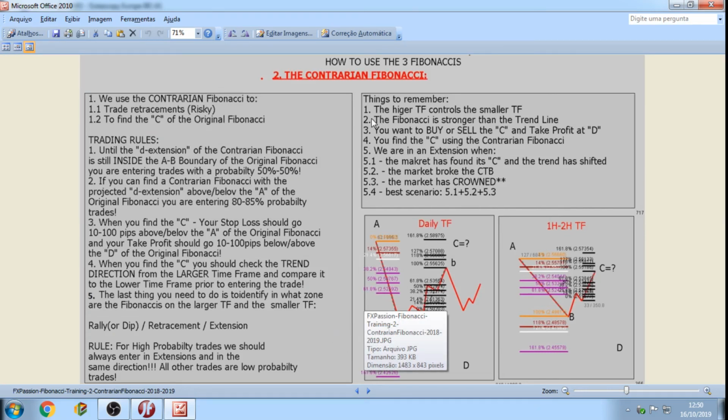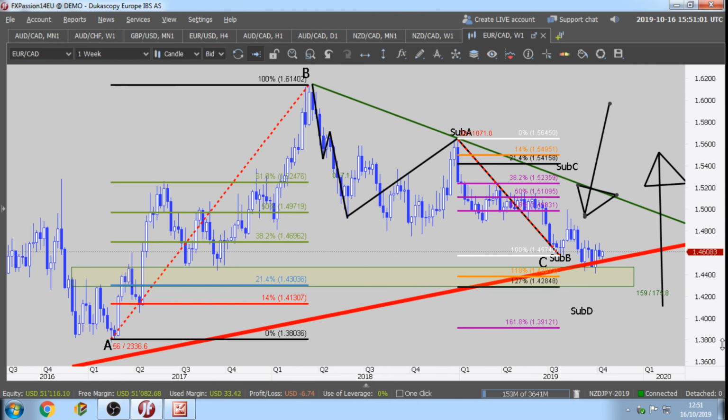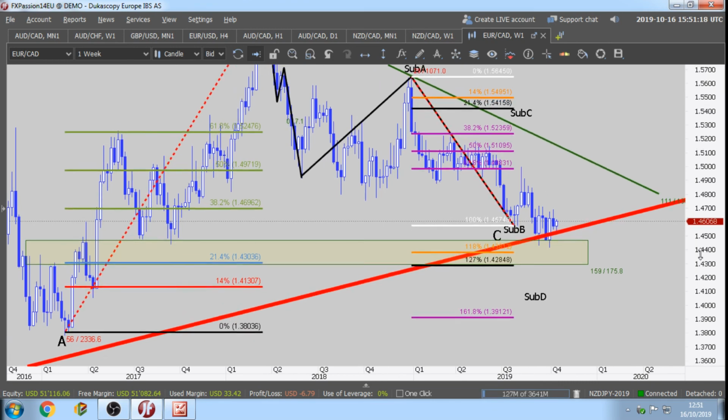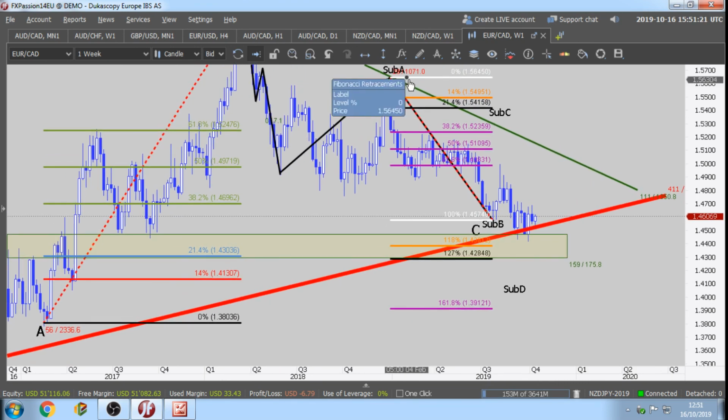Things to remember. The Fibonacci is stronger than the trend line. You want to buy or sell the C and take profit at the D. You find the C using the Contrarian Fibonacci. Originality is powerful. The trend original, yes sir. Okay, remember everybody, these webinars are not trading or investment advice. The direction right now is still up.